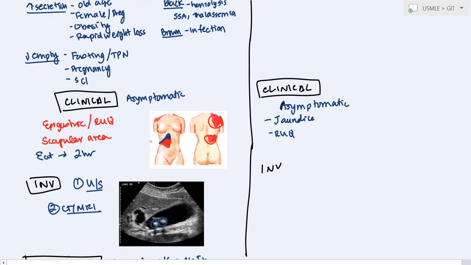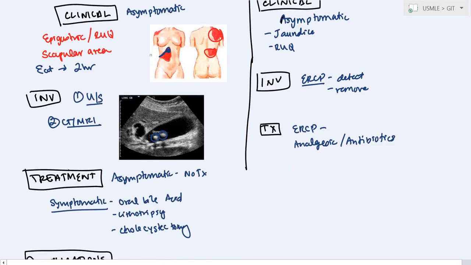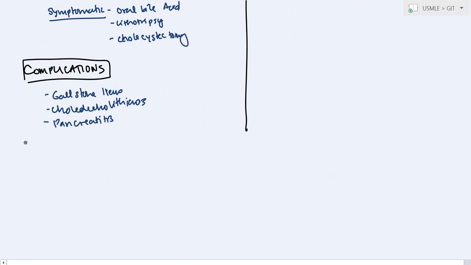Well, remember, in the common bile duct, we have a very specific investigation that we can do. It's called the ERCP. ERCP can not only detect, but can also remove the stone. And when you're going to treatment, again, all you got to do is just get your ERCP, remove the stone, and of course you want to give them analgesics for the pain and antibiotics to prevent further infection. Okay, so that's our stones there.